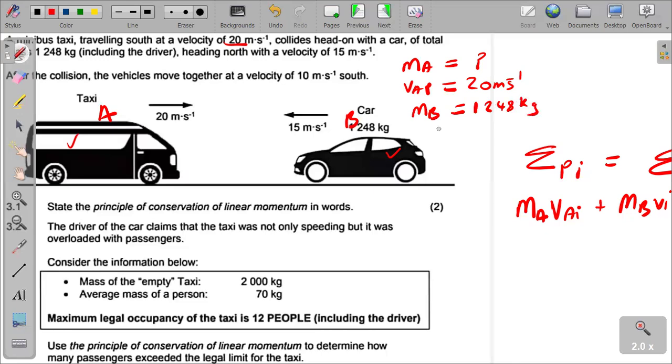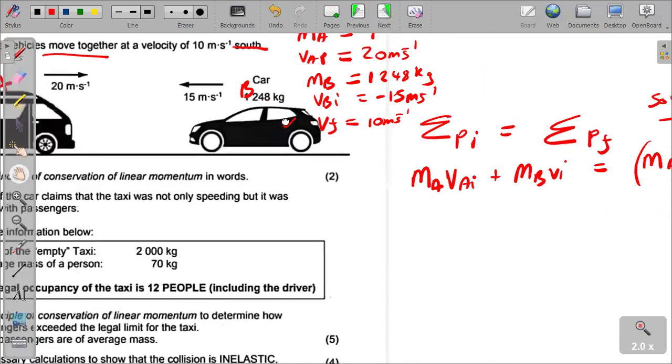Then VBI becomes negative 15 meters per second. Why? Because I chose south as positive, so the car is going to the north, and because of that, it becomes negative. Then finally, VF, the final velocity of the two, is positive 10 meters per second. Why positive? Because they went to the south after the collision. When they are moving together, they are going south, so it is positive, right?